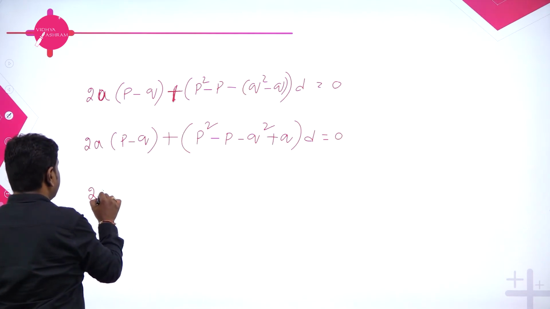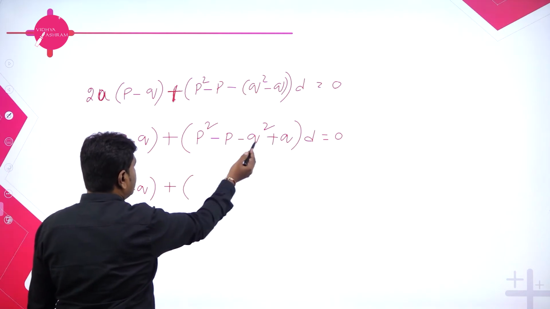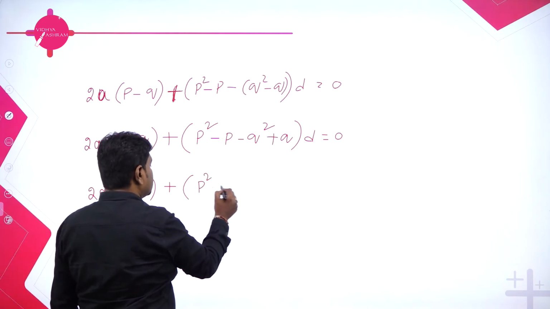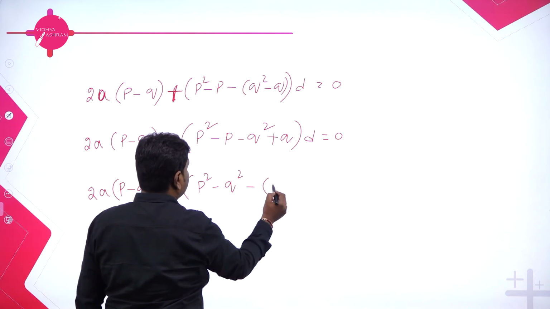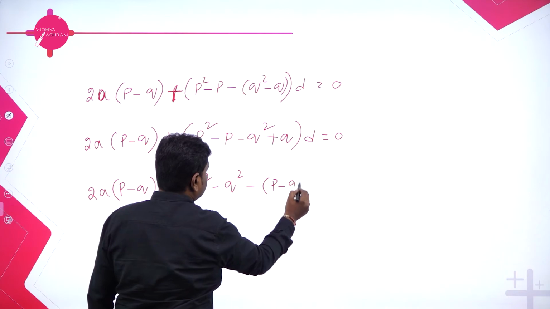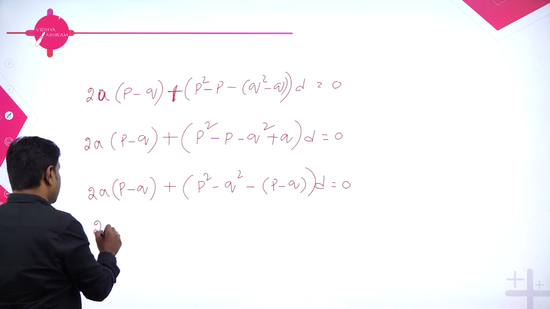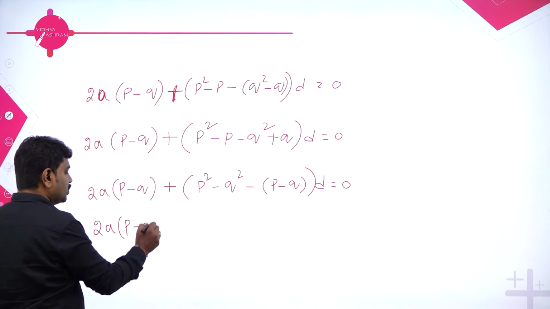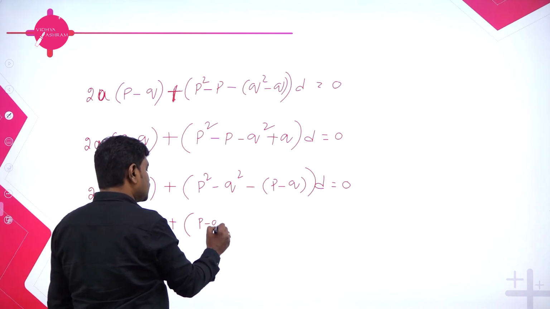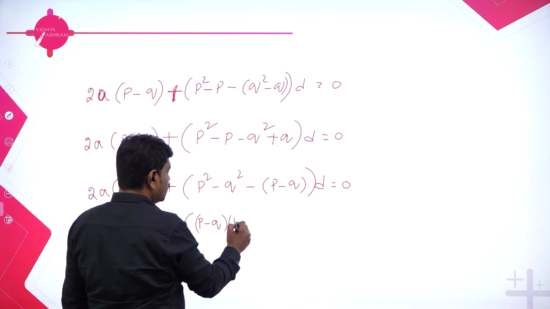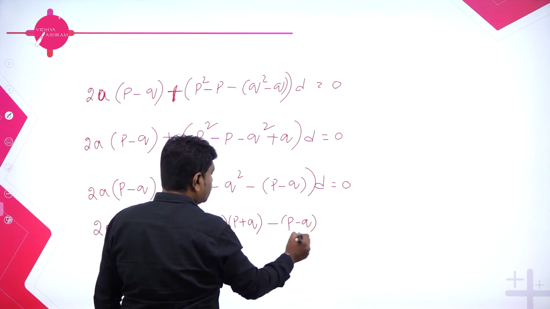Further I'll write it as 2a into p minus q plus, I'll group p square and q square: p square minus q square. I'll take minus common in the other two terms, so this will become positive and this will become negative. Now 2a into p minus q, and p square minus q square can be written as p minus q into p plus q. Minus, we have again p minus q into what?